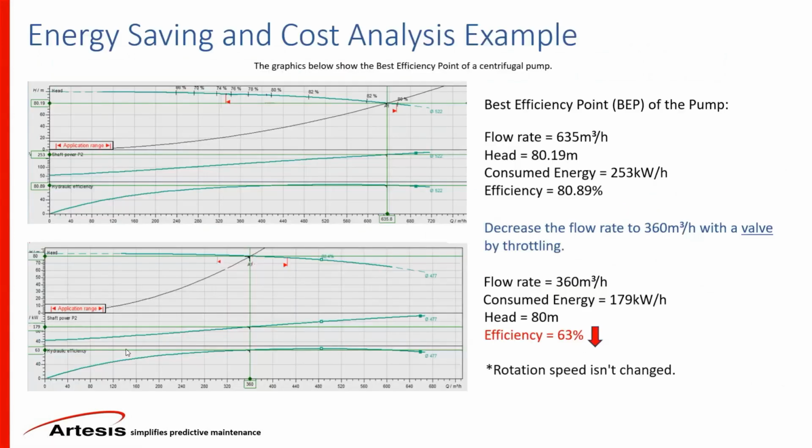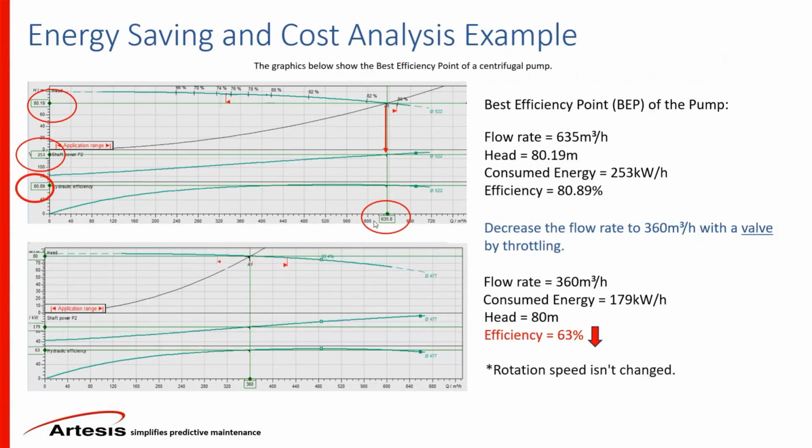So one last example I am going to give here is the cost analysis. We mentioned that, of course, if you use speed control with a VFD, you can have significant energy savings. So how does that translate into actual money? We will show that here. Let's start with one example again. Here we have a flow rate of 635 cubic meters per hour. The head is 80 meters. The energy consumption at that operation point is 253 kilowatts. The efficiency is 80%.